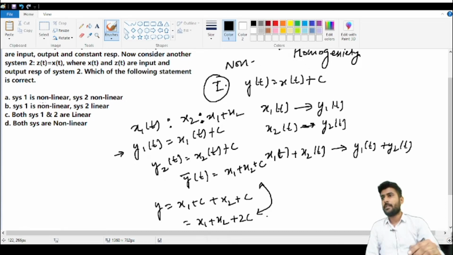So we can eliminate some of the options from here. Option C says system 1 and 2 are linear. This is clearly wrong, so this particular option is wrong. The rest of the options A, B and D say system 1 is non-linear. Now we have to check for system 2 also.